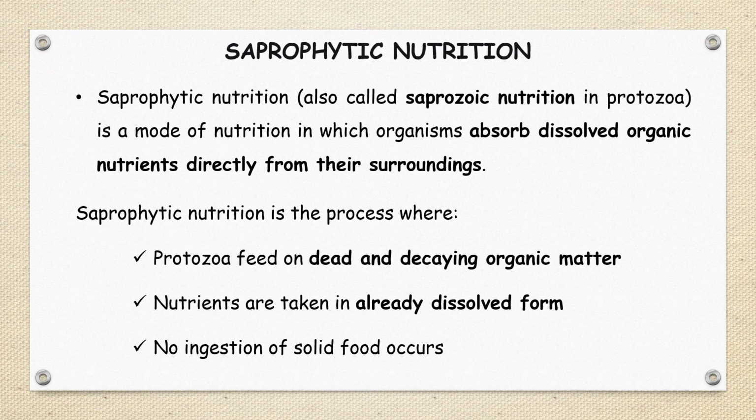After that, the next type of nutrition is saprophytic or saprozoic nutrition, where food is absorbed by the protozoan in the form of organic nutrients from their surroundings. This process involves protozoans feeding on dead and decaying organic matter. These nutrients are already available to them in dissolved form. So no ingestion of solid particles and no digestion is actually required, because it is already broken-down organic matter.